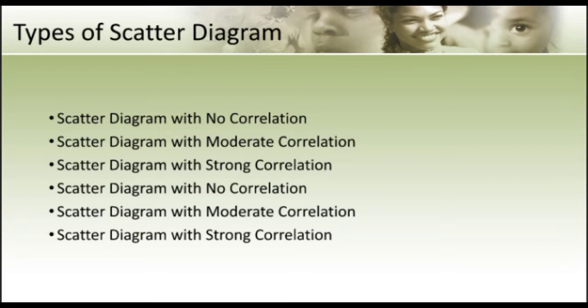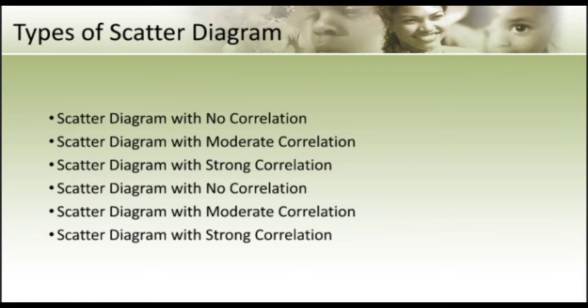The second is scatter diagram with moderate correlation. This diagram is also known as a scatter diagram with a low degree of correlation, where the data points are a little closer and you can see that some kind of relationship exists between these variables.